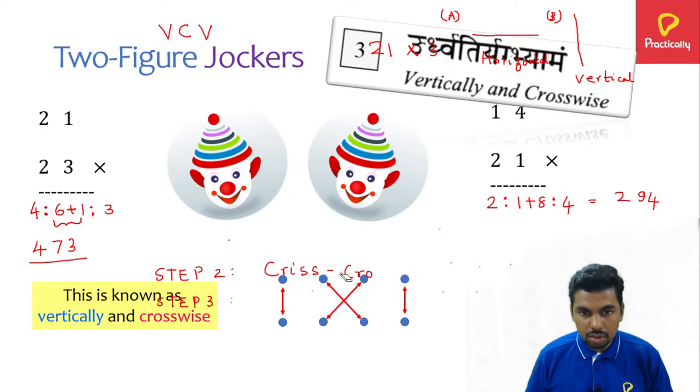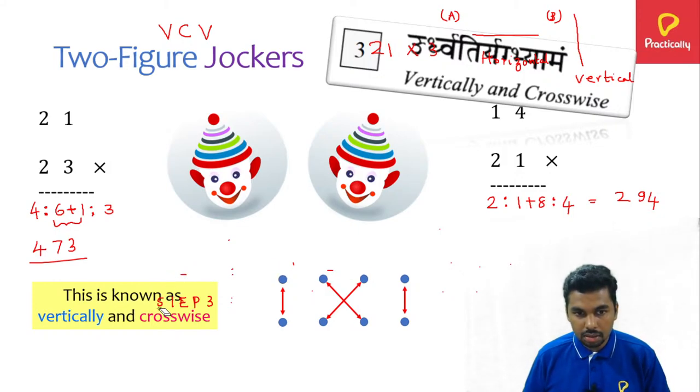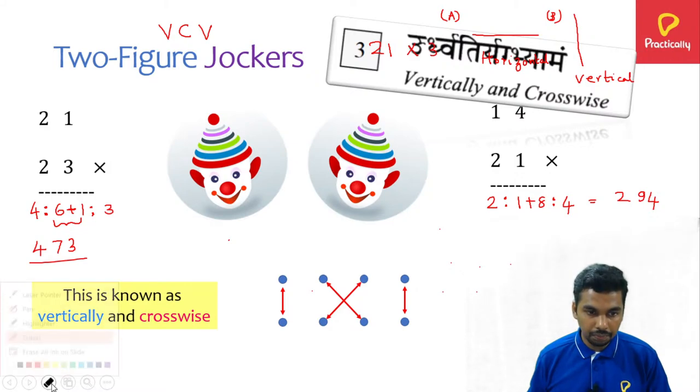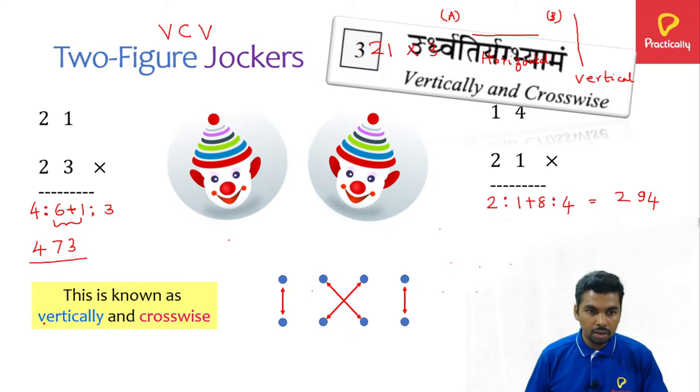All right, so this is the VCV method, which has 3 steps. The vertical step followed by crisscross followed by vertical. And this is a sutra or a formula which is called vertically and crosswise. The name of the sutra has been written here. In fact, there is a well-known book in Vedic mathematics. The sutra is given a number 3. That's why I have put it directly from that book. It's called vertically and crosswise, and the Sanskrit name is Urdhva Tiryagbhyam.